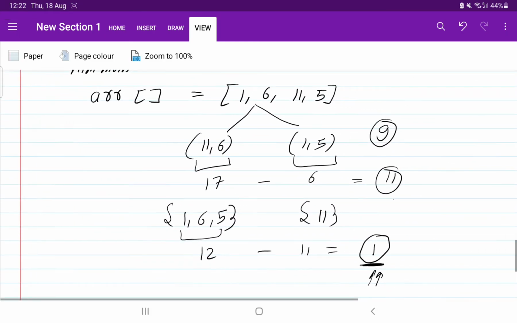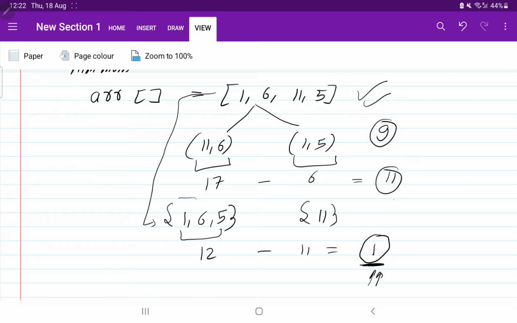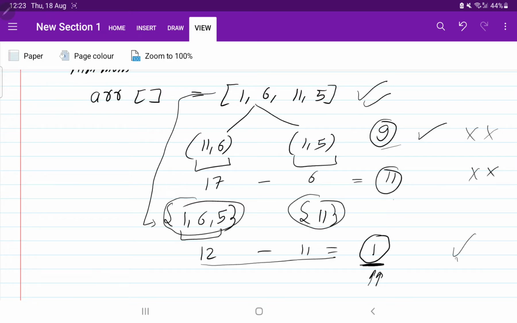So what we have to do: an array will be given to us. We have to divide that array into two subsets such that the difference between them should be minimum. Okay, not 1, the difference should be minimum. So we have to calculate all of that. First it was 9, so we don't want this subset. Then 11, so we don't want that either. We have to make all the subsets and find when we get the minimum difference, and then return the minimum difference.